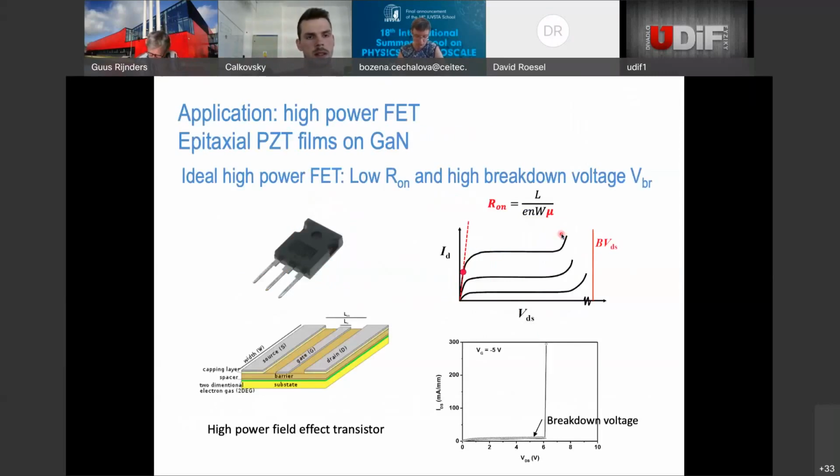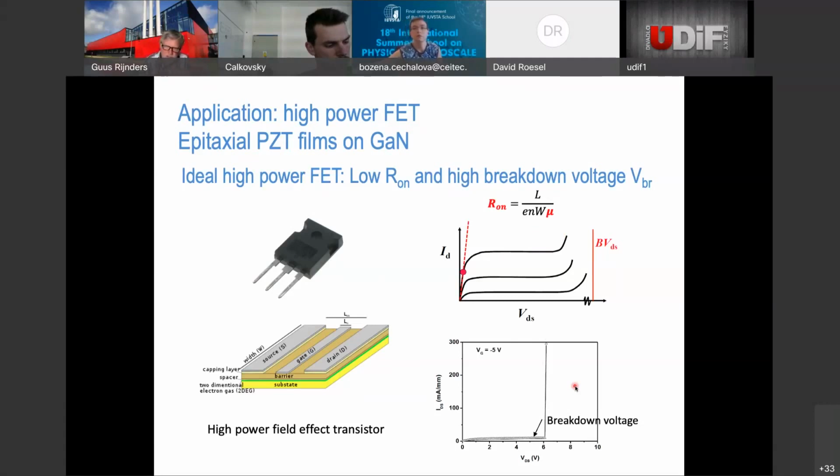I want to switch gears because I do not want to take too much of your time. I think this is interesting to show. Another application, this is on power field effect transistors using gallium nitride as a 3,5 semiconductor. Gallium nitride is being used in power FETs a lot.